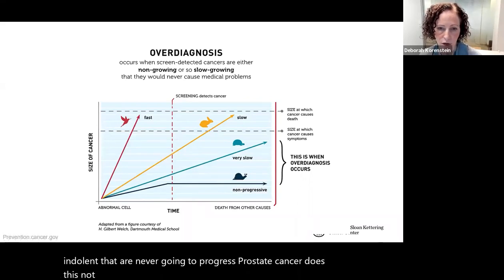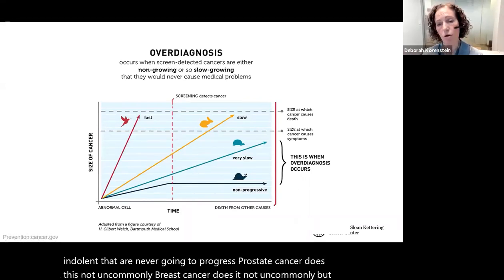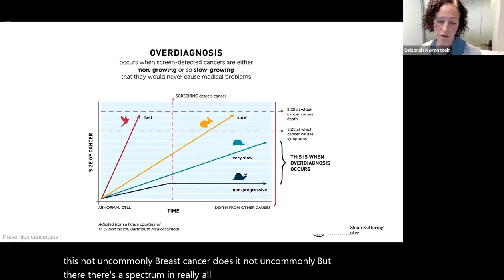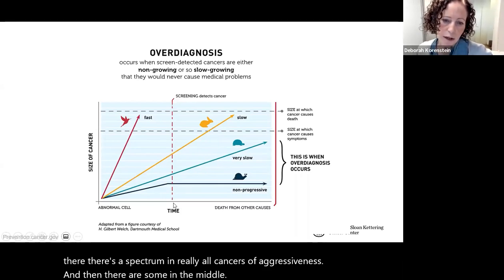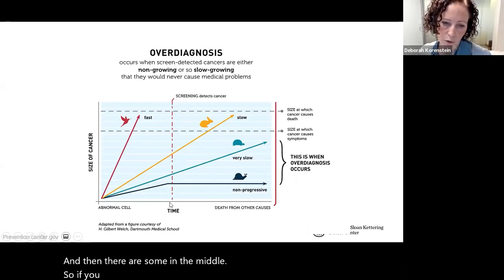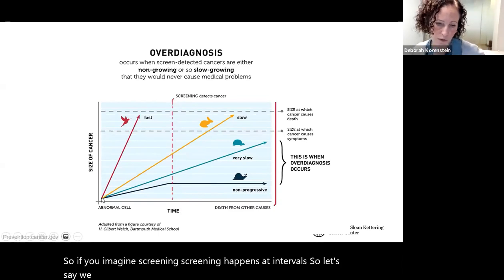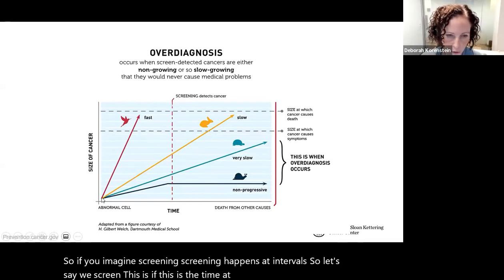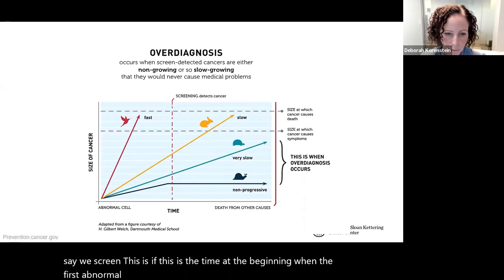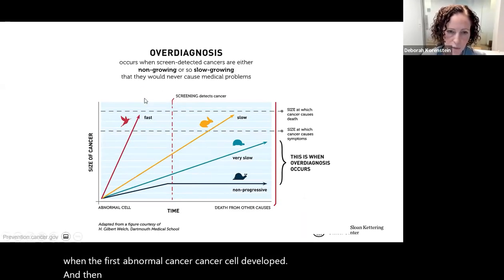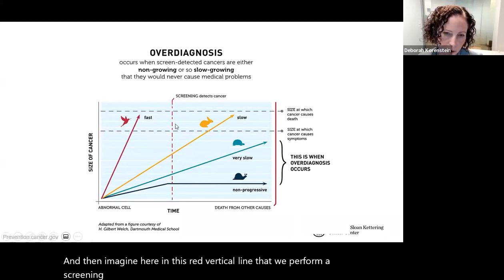Breast cancer is not uncommon, but there's a spectrum of aggressiveness in really all cancers. And then there are some in the middle. So if you imagine screening happens at intervals. Let's say this is the time at the beginning when the first abnormal cancer cell developed, and then imagine here in this red vertical line that we perform a screening test. Let's say, arguably, it's for breast cancer and we perform a mammogram.